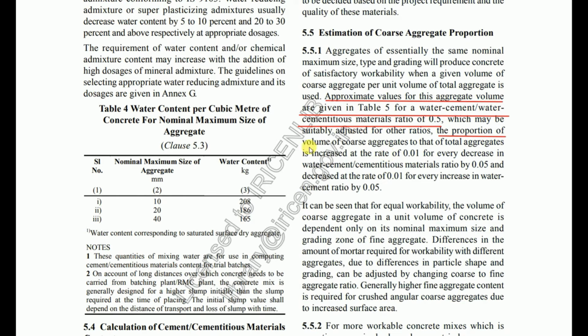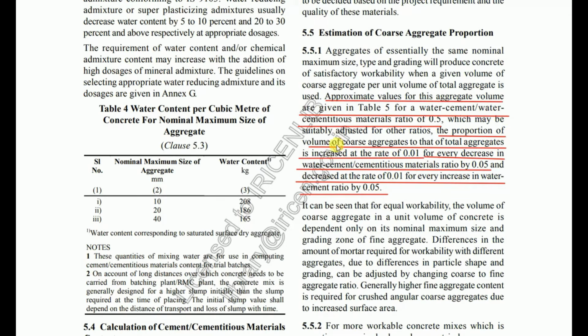The proportion of volume of coarse aggregate to that of total aggregate is increased at a rate of 0.01 for every decrease in water cement ratio by 0.05, and decreased at the rate of 0.01 for every increase in water cement ratio by 0.05. This will be a little confusing. If you listen carefully, you will understand properly.